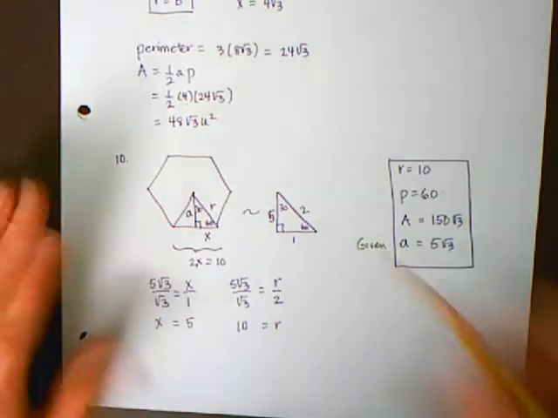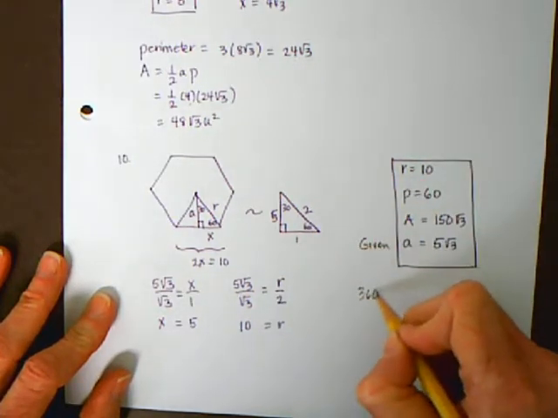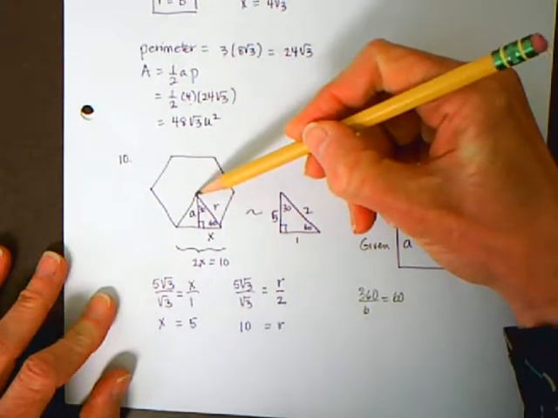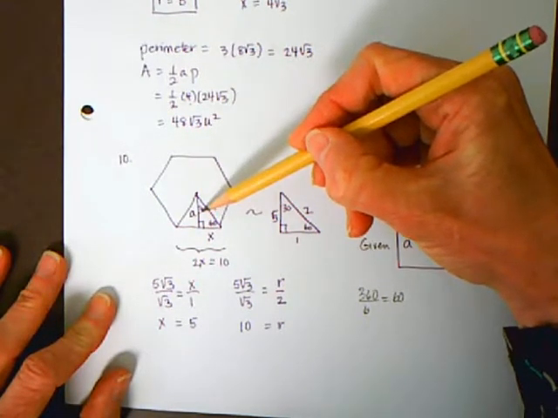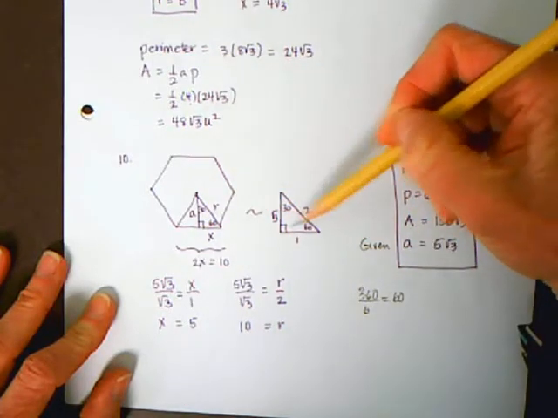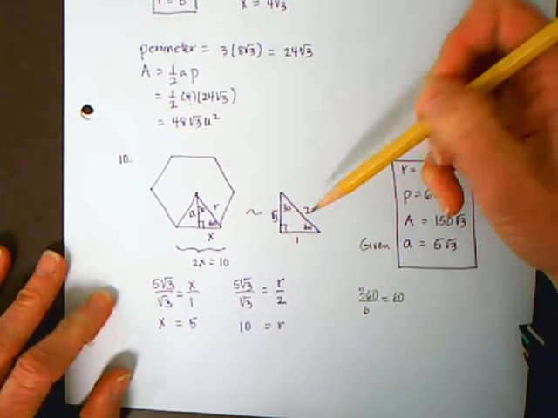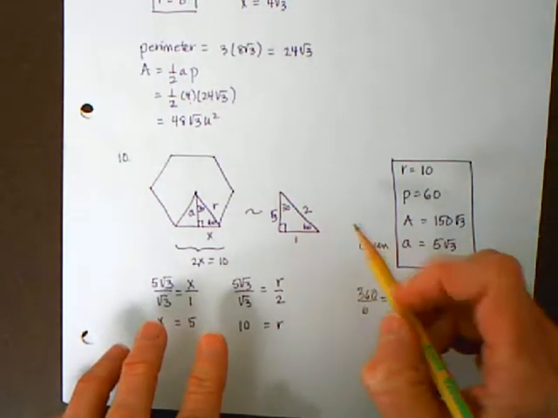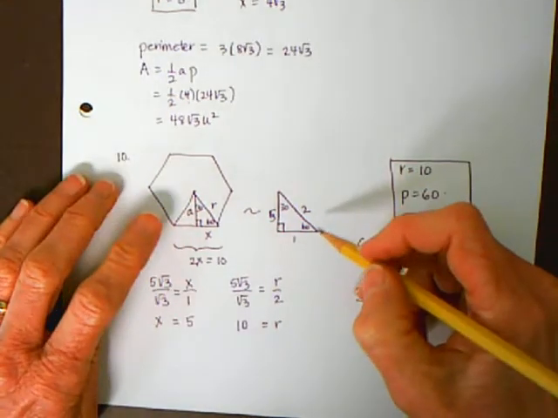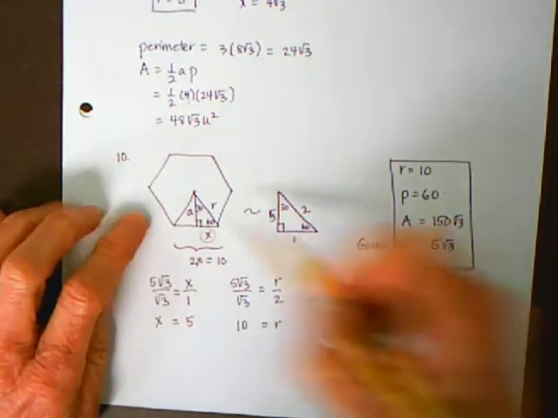Okay, so figuring out the central angle, 360 divided by 6. That gives me a central angle of 60. The apothem bisects this central angle, so 60 cut in half is 30. So this is a 30, 60, 90 triangle, similar to every other 30, 60, 90 triangle on the planet, whose sides are in the ratio of 1, radical 3, 2. So I set up my comparison here, and what I need to find is this little distance here, x, and I also have to find the radius.